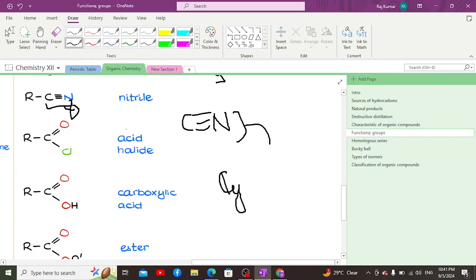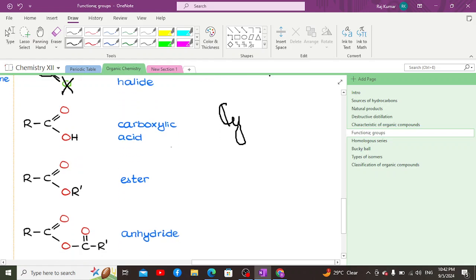On the other side, we have acid halide. Acid halide is one in which the carbon atom is in the main position. On one hand of the carbon atom, we have oxygen attached to it, and on the other hand, we have any sort of halide attached to it. It's not necessary that it should be chlorine, but any halide, which is fluorine, chlorine, bromine, iodine, can be attached, which can represent the acid halide.